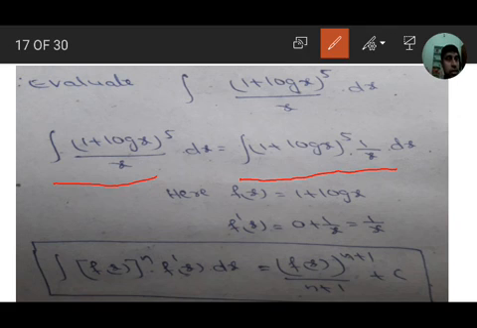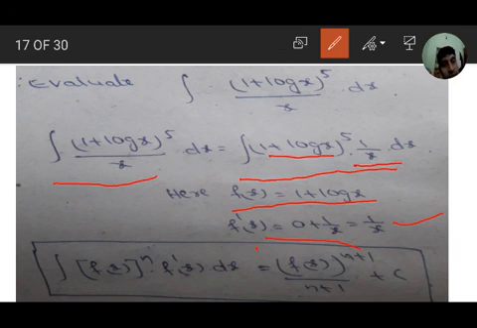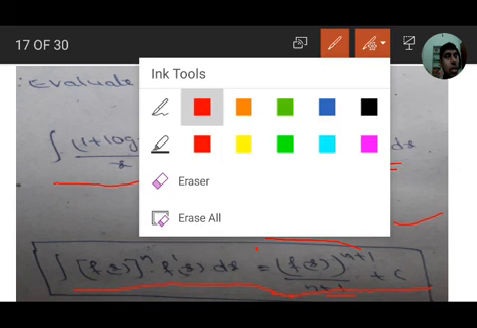Here, taking f of x equal to 1 plus log x, f dash x we get: the derivative of 1 is 0, and the derivative of log x is 1 by x. So it is of the form f of x whole to the power of 5, where 1 plus log x is f of x, and 1 by x dx is f dash x dx. So it is of the formula we know: integration of f of x whole to the power of n into f dash x dx equal to f of x whole to the power of n plus 1 by n plus 1 plus c.